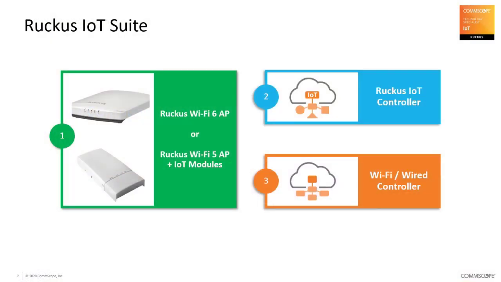As we look at the components of the IoT suite, we have our access points, our controller, and our wired controller virtual smart zone. The key thing here is to understand how the access point with the IoT radio is able to communicate with the IoT controller. The access point and the IoT radio combined together, running the software, we call the IoT gateway. The controller is the interface that controls multiple gateways and provides interface and high-level API calls out to the real world.